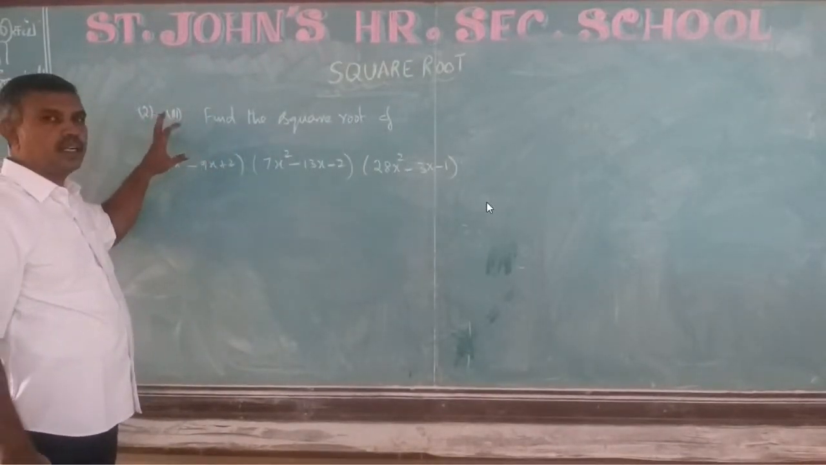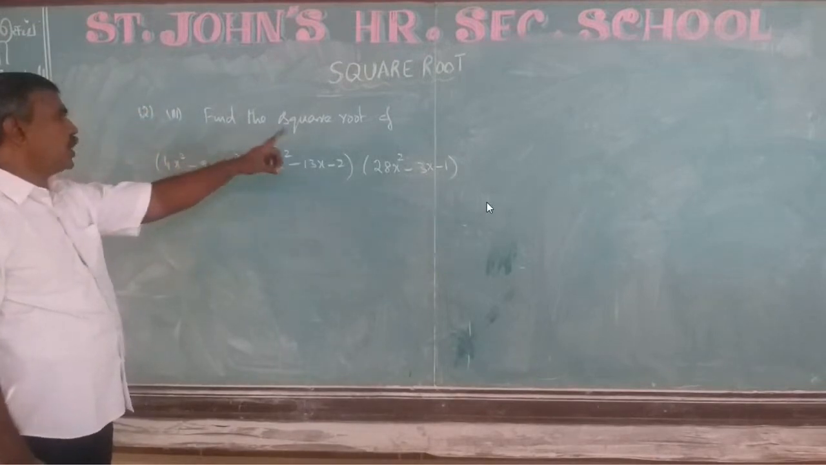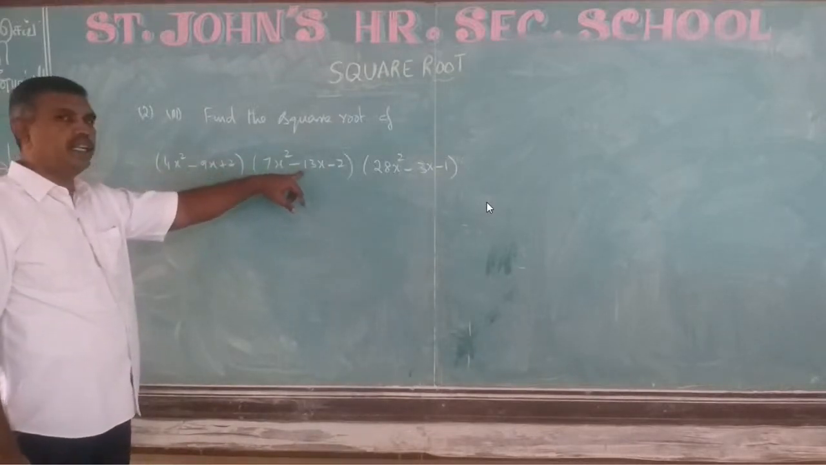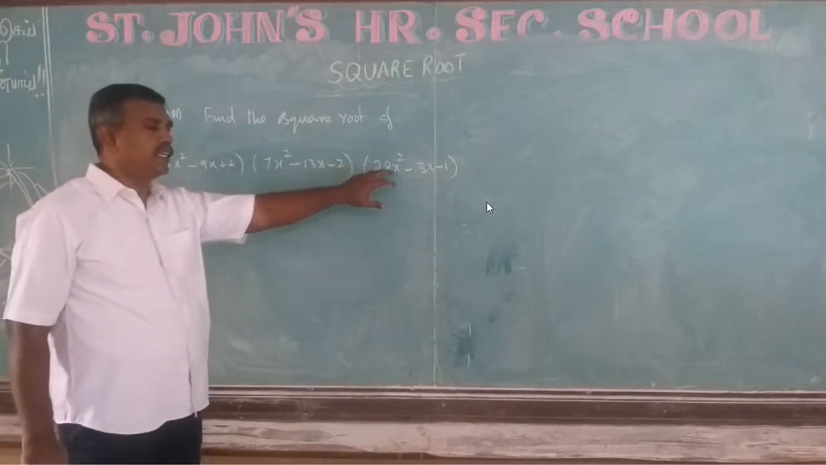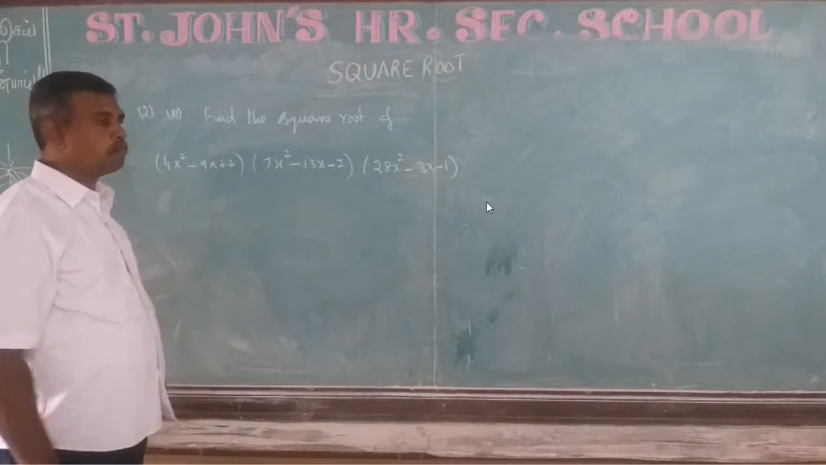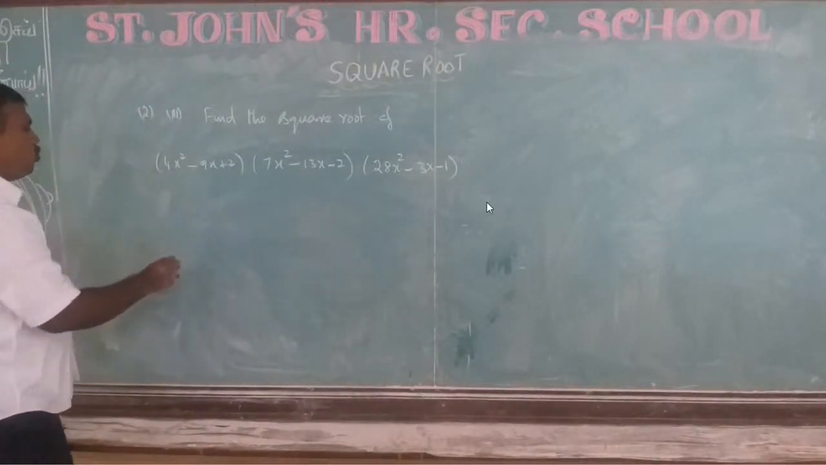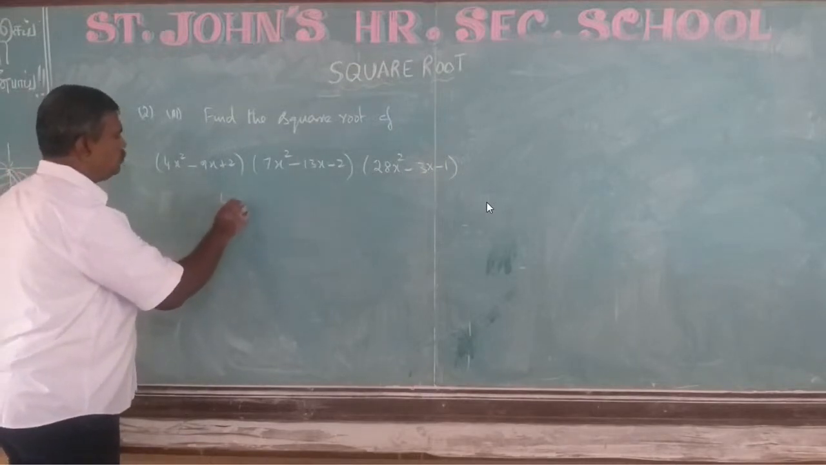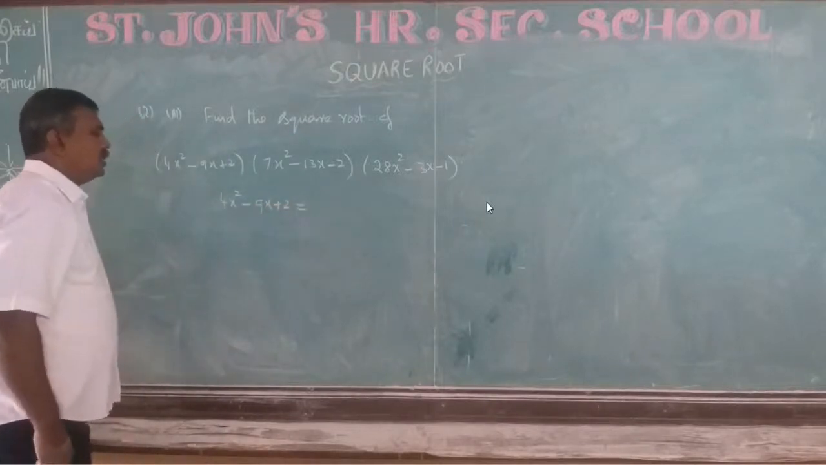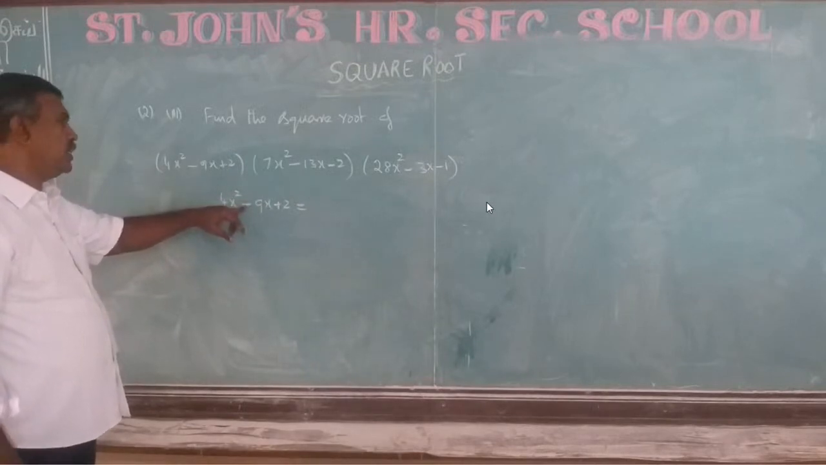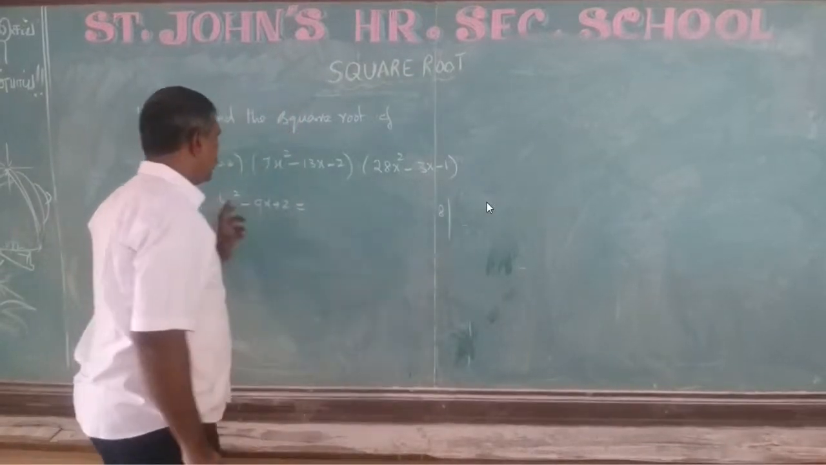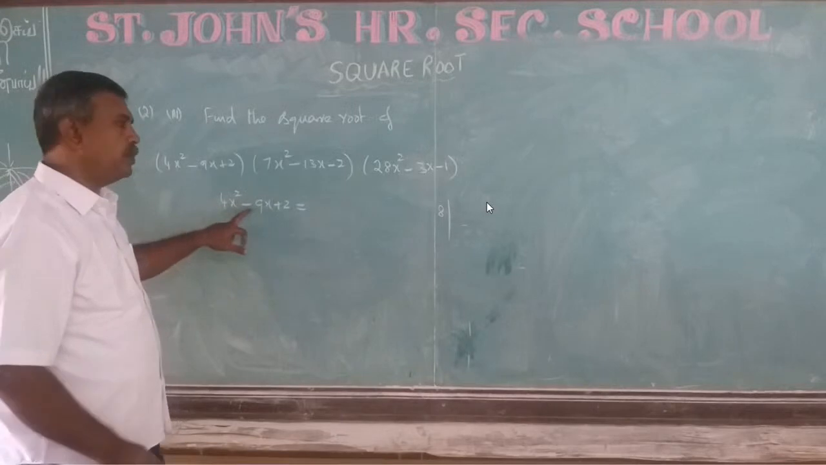Now the third sum. Find the square root of 4x squared minus 9x plus 2 into 7x squared minus 13x minus 2 into 28x squared minus 3x minus 1. First we factorize the numbers. First we take the first value, 4x squared minus 9x plus 2. Now we take the T method. 4 into 2 is 8. The product value is 8, the sum value is minus 9.